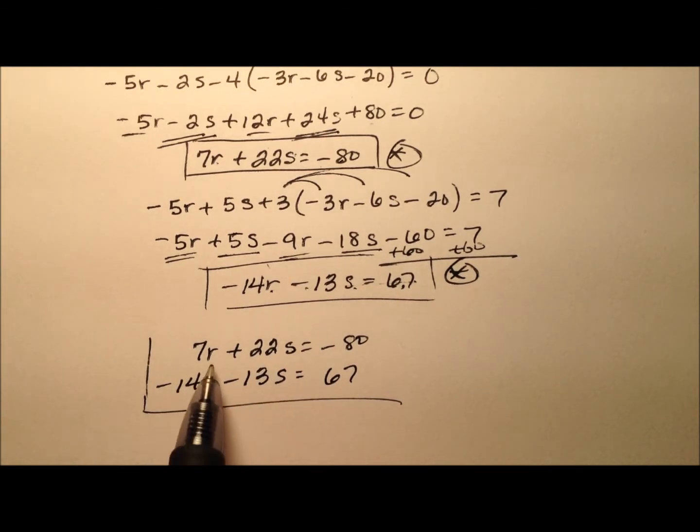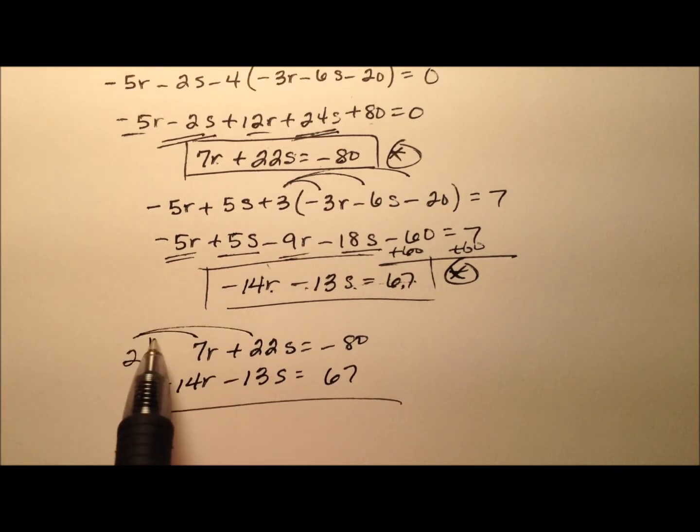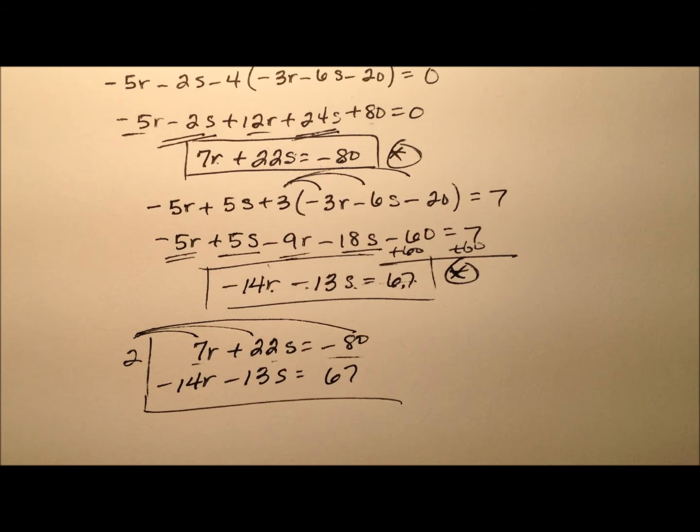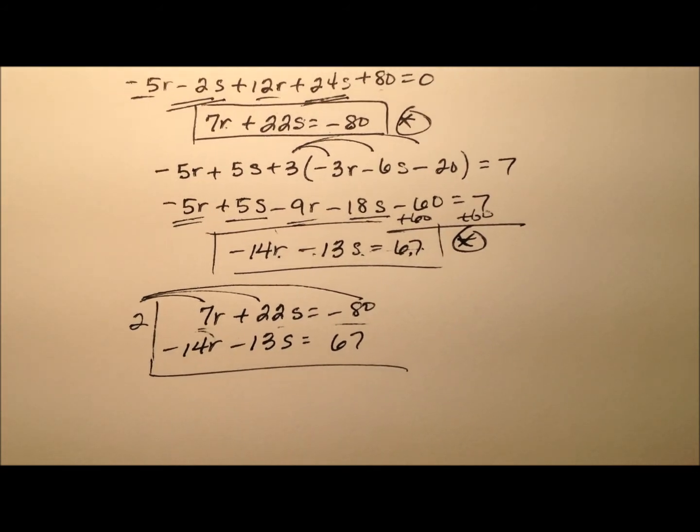And particularly because when I look at the r, I have a 7 and a negative 14. So I just need to multiply this top equation by 2. So I will multiply 2 by every term, and the r's will be a positive 14 and a negative 14 for their coefficients, which will make them cancel or eliminate.